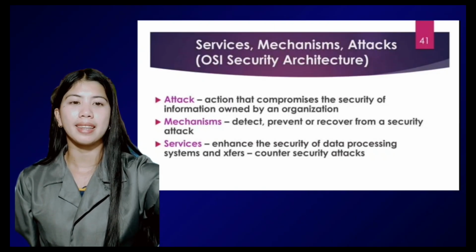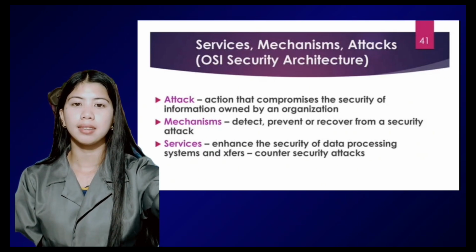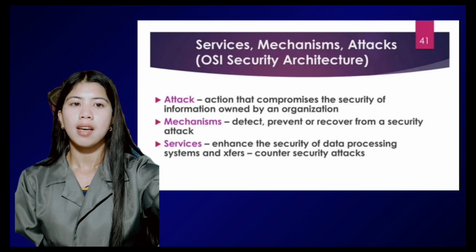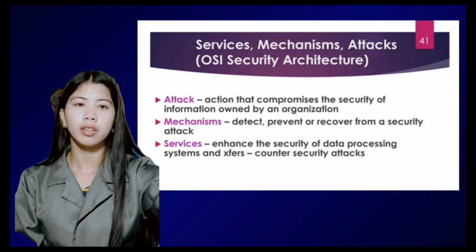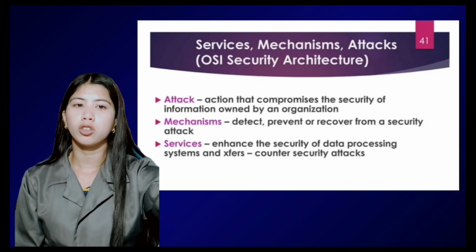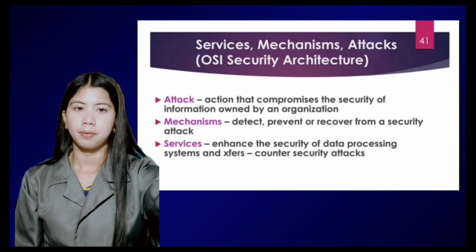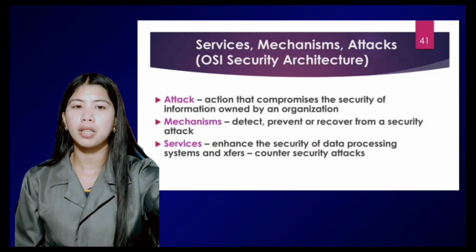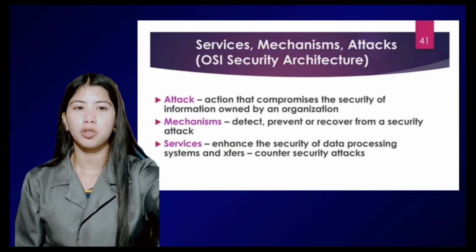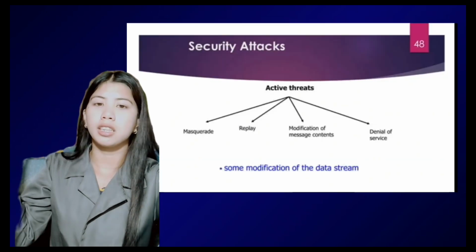Service, mechanism, attacks: OSI security architecture. An attack is an action that compromises the security of information owned by an organization. A mechanism is designed to detect, prevent, or recover from a security attack. A service enhances the security of the processing system and information transfers, and counters security attacks. There are also active threats.